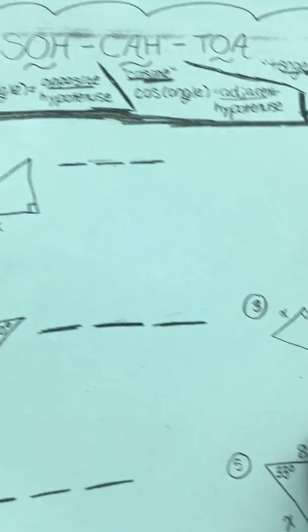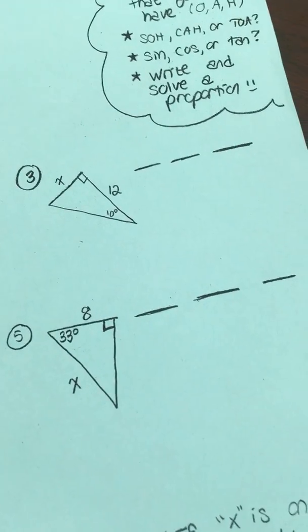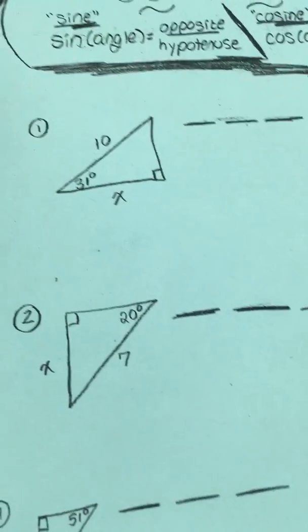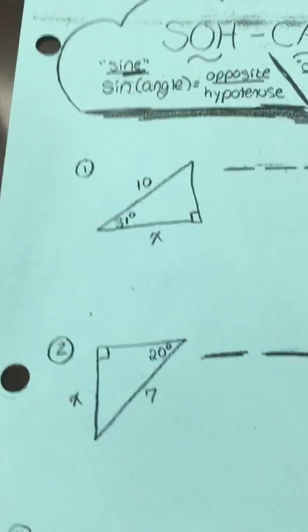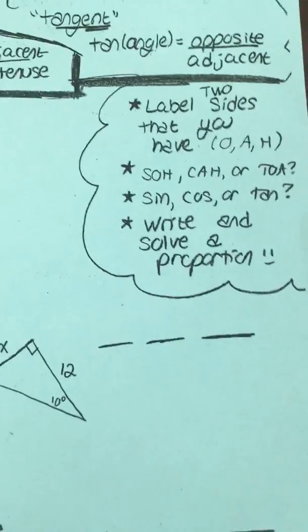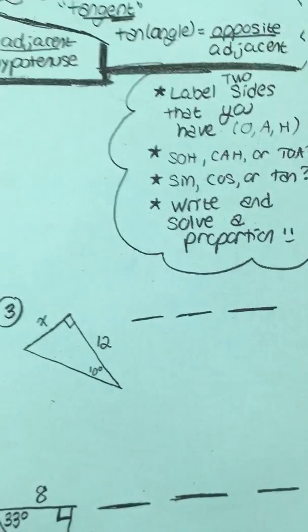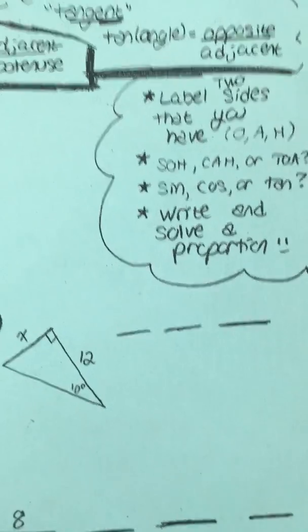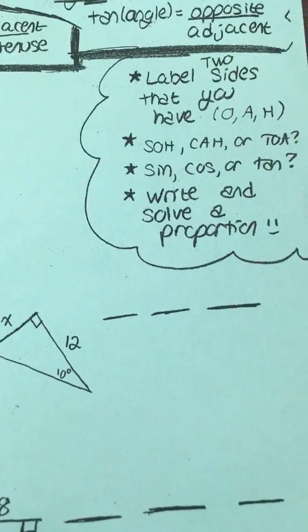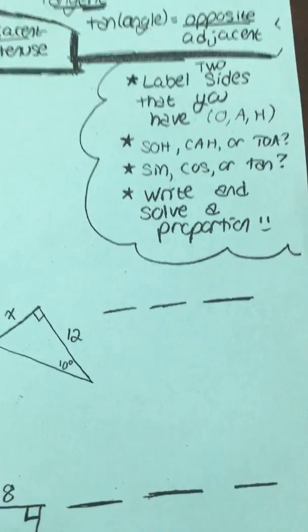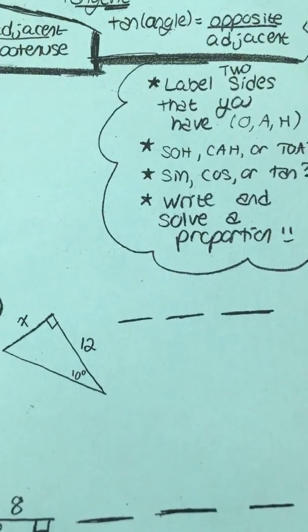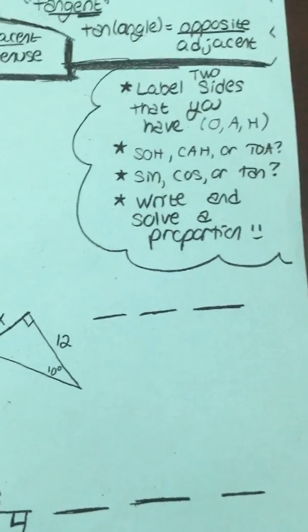Let's go back to the front and do some more examples. Here we need to find the missing value. In order to find the missing value, you want to follow these steps. First, label the two sides that you have either as O for opposite, A for adjacent, or H for hypotenuse. Then think about whether it's SO, CA, or TOA, which will tell you if you're using sine, cosine, or tangent, and then we can write and solve a proportion.